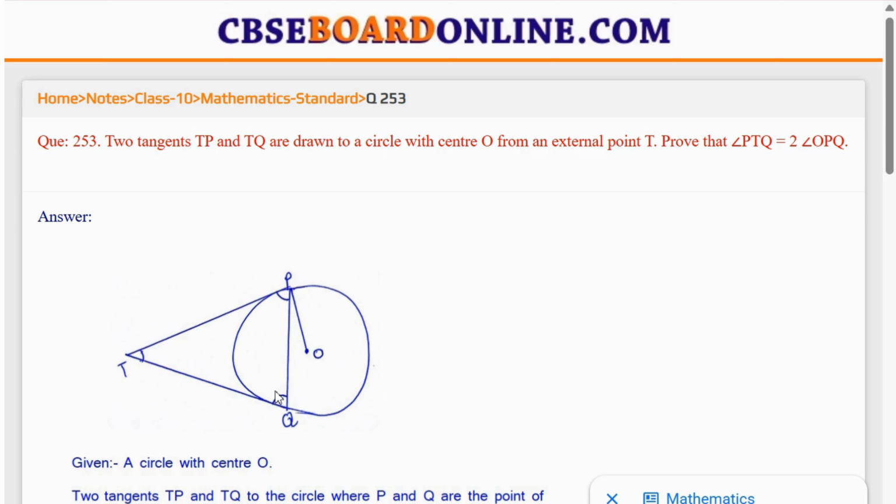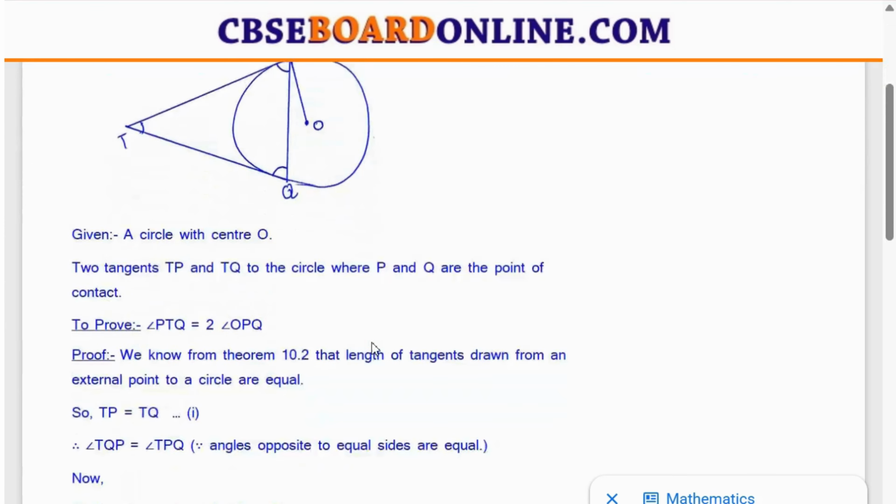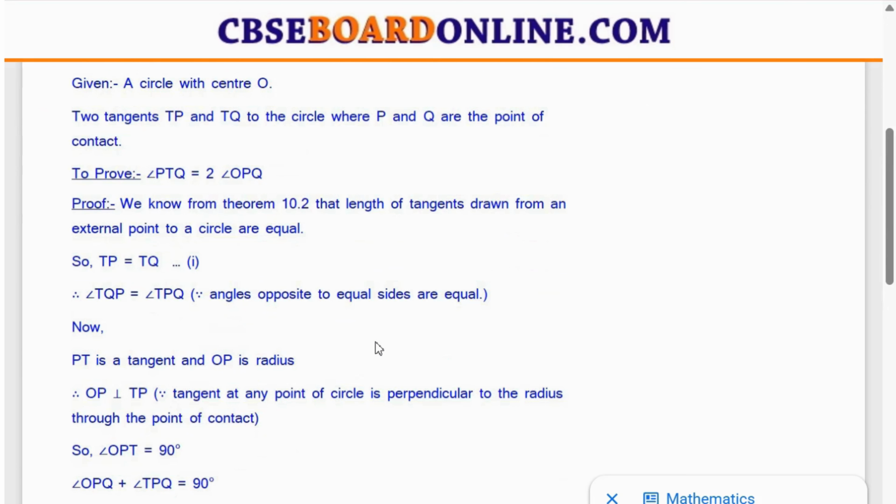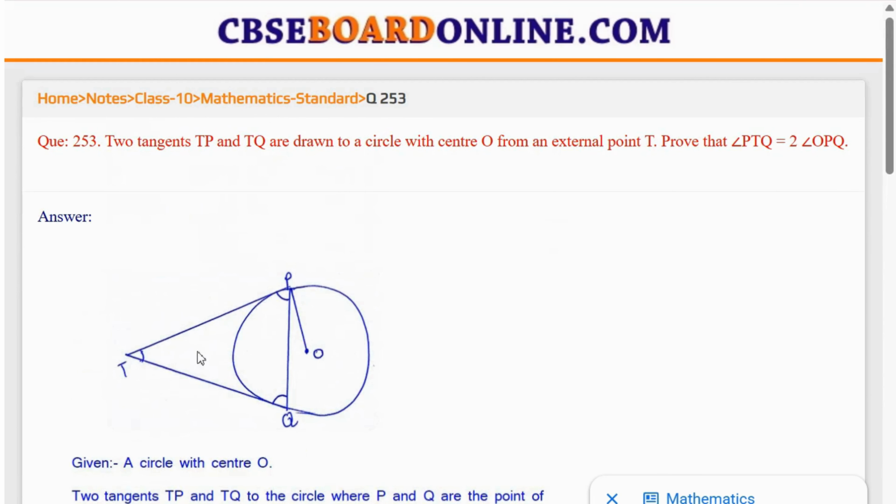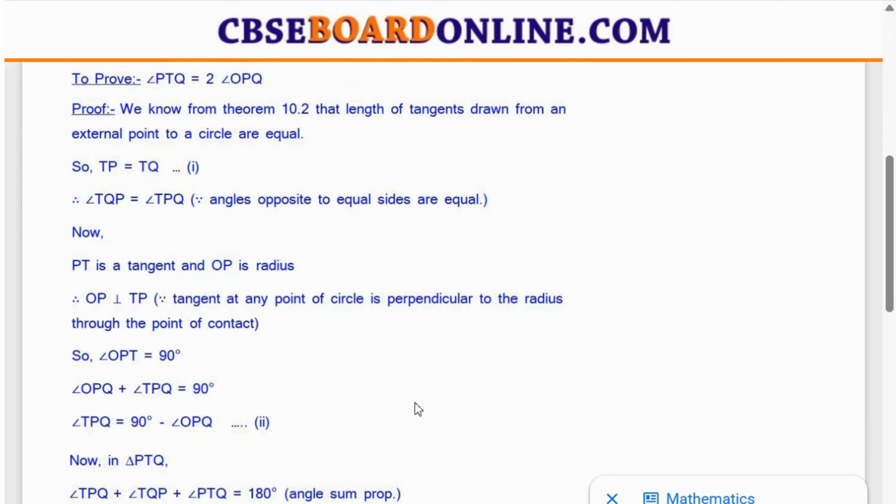Now we have to prove that PTQ is equal to 2 times OPQ, right? If you put it into the theorem, we know that the lengths of the tangents drawn from an external point to a circle are equal. We already know that TP and TQ are equal to each other, right? So what does this mean?